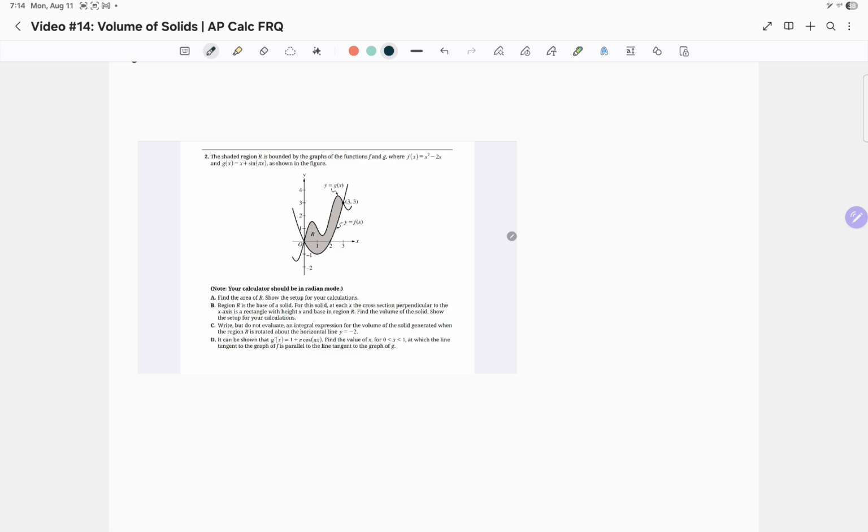So the question asks: the shaded region R is bounded by the graphs of the functions f and g, where f of x equals x squared minus 2x and g of x equals x plus sine pi x, as shown in the figure. Okay, pretty cool. They give you the figure. That's nice. Calculus should be in radian mode. Please put in radians if you didn't. That's a bad mistake to make.